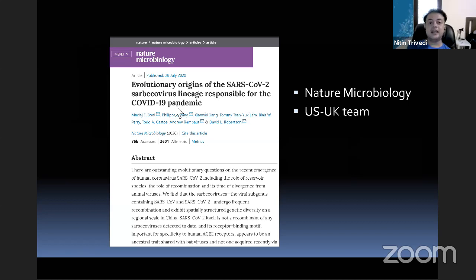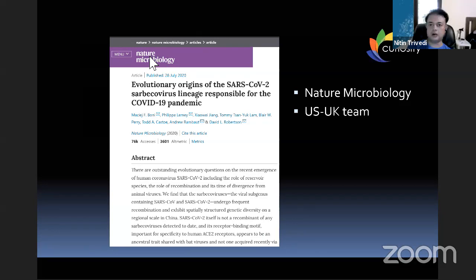the Sarbecovirus lineage responsible for the COVID-19 pandemic. This is a team, a UK and US based team, especially from the University of Glasgow. Robertson is the lead author, University of Glasgow, published in Nature Microbiology. I've covered this in Curiosity as well. So they did a fantastic study just by data mining. And I always look at the methods section of any paper. So how did they do that?